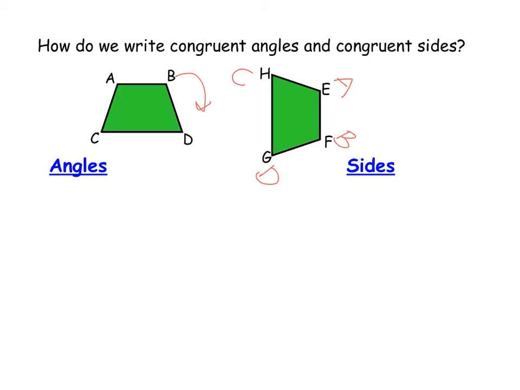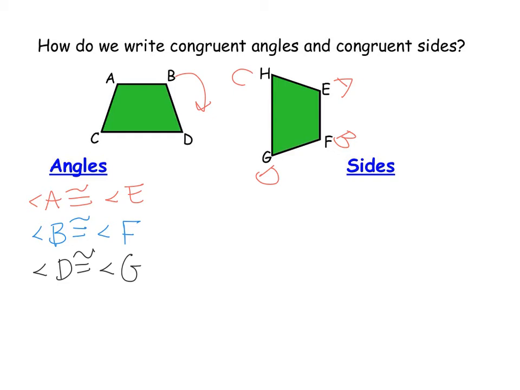So here's what I would say. I would say angle A is congruent to angle E. Angle B is congruent to angle F. Angle D is congruent to angle G. In other words, they line up right on top of one another. I can say that angle C is congruent to angle H. That's how I would list congruent angles.